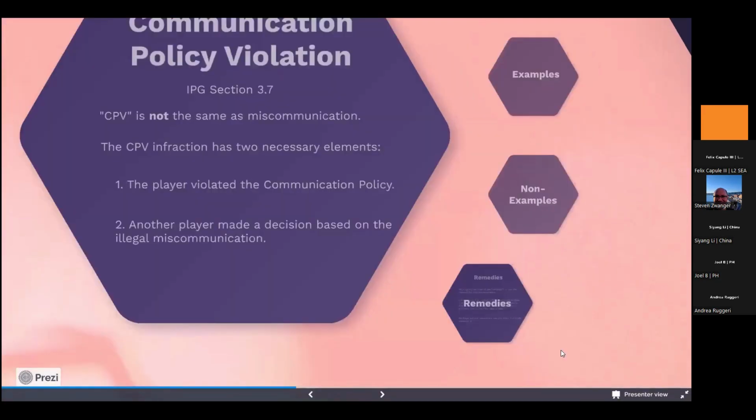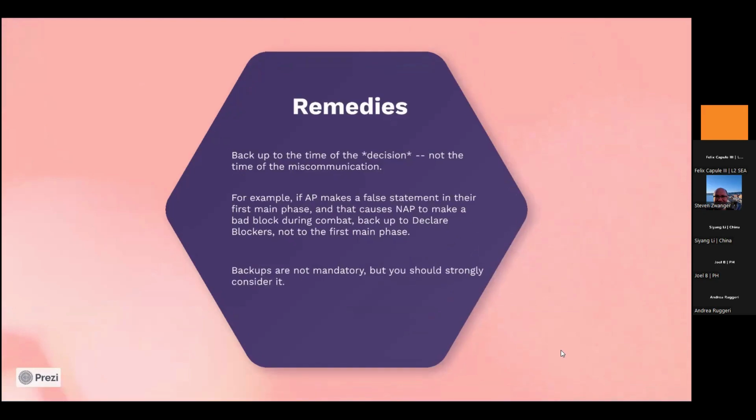So if there is a CPV, what is the fix? We back up to the time that the player made a decision based on the miscommunication. Now, note, we're not backing up to the time of the miscommunication. If somebody takes an action or makes a statement in their first main phase that is wrong, and then later on somebody makes a decision based on that erroneous statement, we're not backing up all the way to the first main phase. We're backing up only to the time that the decision was made.